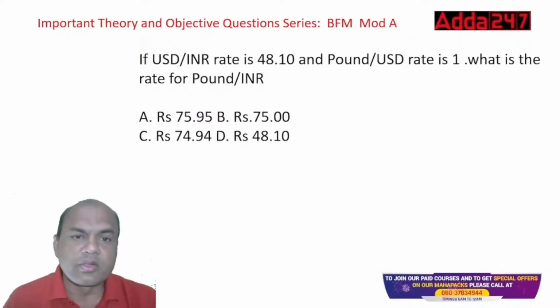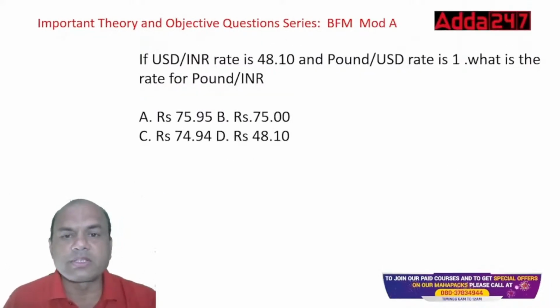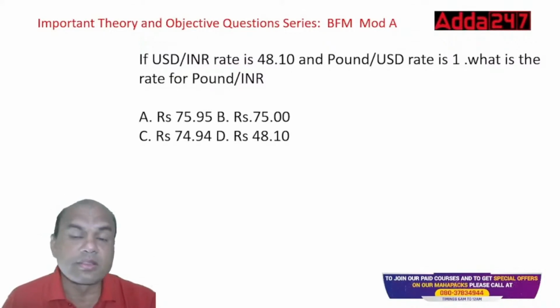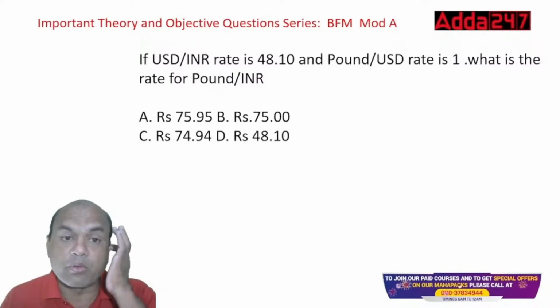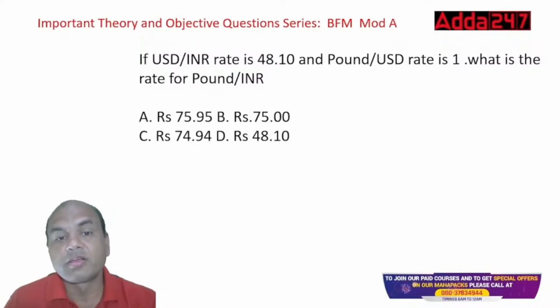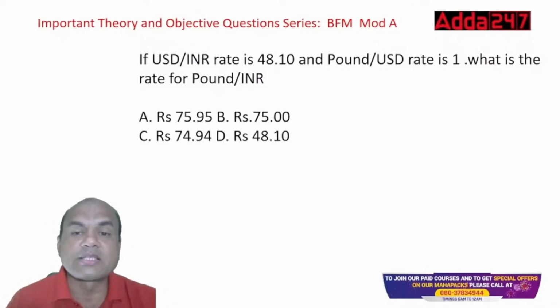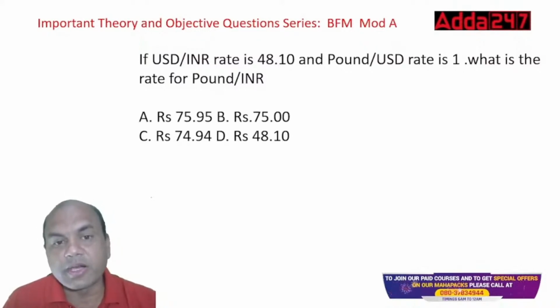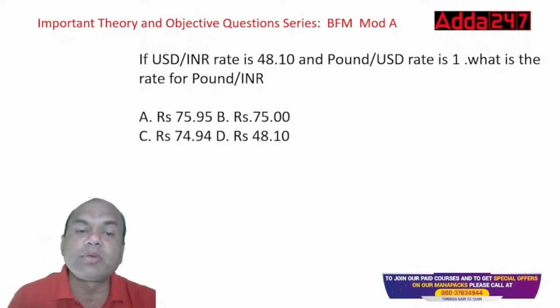The USD INR rate is 48.10 and pound to USD rate is 1. What is the rate of pound to INR? Now first tell me, what is this chain rule? Which rule will we use over here? The rule which we'll be using is, whenever we want some rate which is not given. Is pound to INR rate given? What is pound? Pound means we call it GBP.